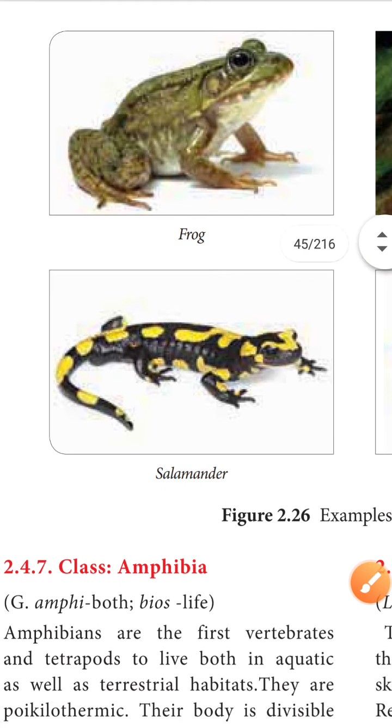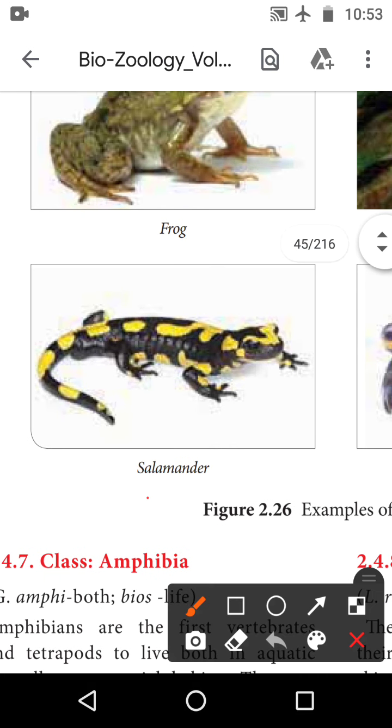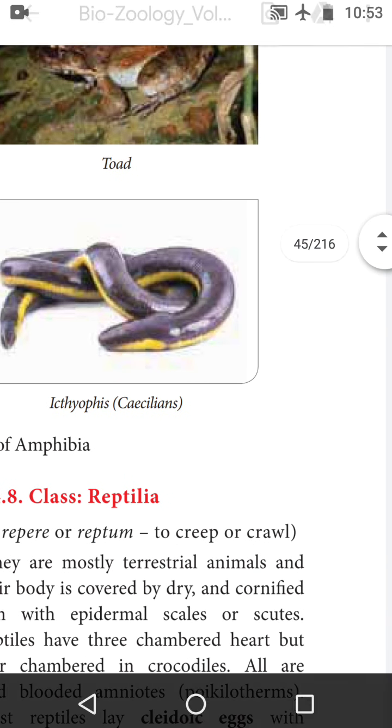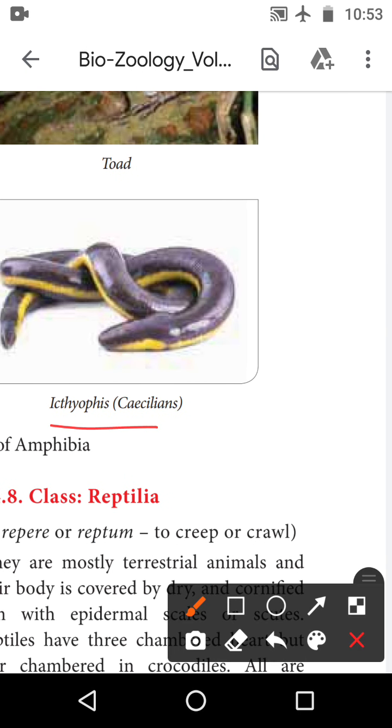The next one is the salamander. Already you know it is very colorful. And the next one is this one. This also is a type of amphibian.